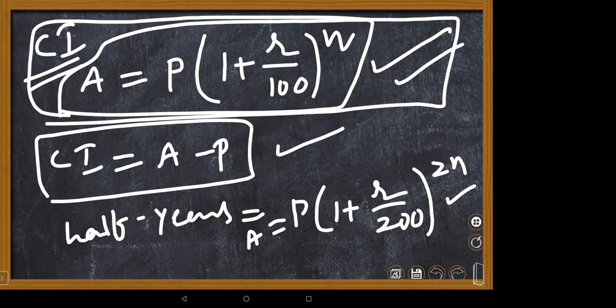This is the basic formula, children. If you want to do it directly, you can remember: if interest is calculated half yearly, you can use P into 1 plus R by 200 whole to the power 2n. Suppose interest is calculated quarterly, what will you do, children? How many quarters per year do you have?